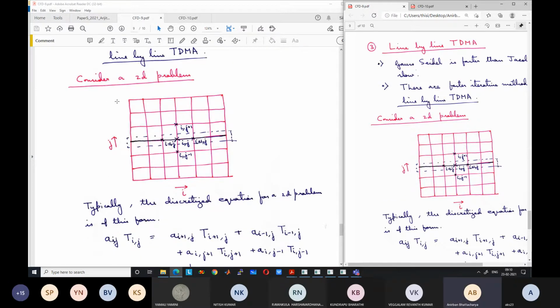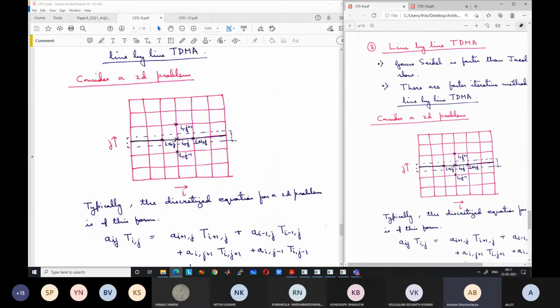So again, consider a 2D domain, where in the x direction the grid points are given by the index i, and in the y direction the grid points are denoted by index j. So any typical grid point can be written as i comma j. Its east neighbor is written as i plus 1 comma j, west neighbor is i minus 1 comma j, north neighbor is i comma j plus 1, and south neighbor is i comma j minus 1.